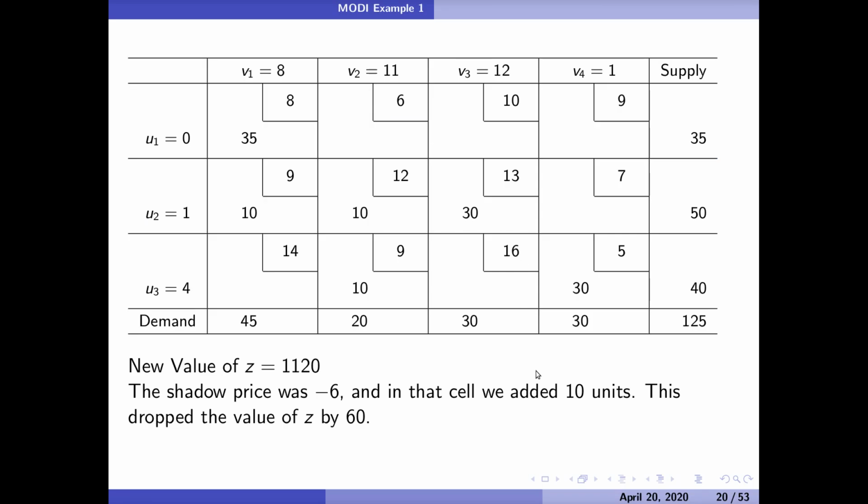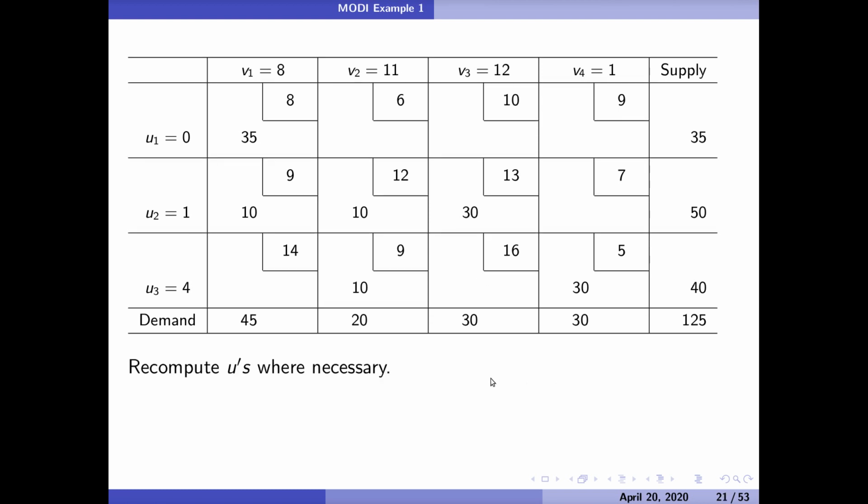Okay, so this is where we left off last time. We had our basic feasible solution and we moved this basic variable over to this cell. And now what's going to be next is, in moving the basic variable from here to here, we've changed the value of some of the u's and the v's, and so we have to recompute a few of those. And so let's see where we need to compute those.